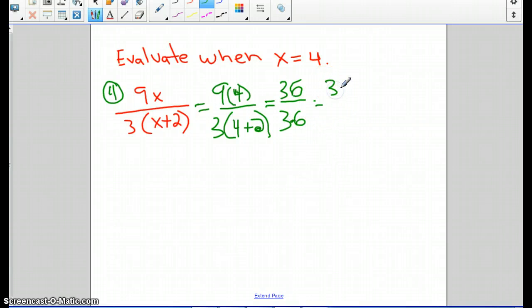The numerator is still 36. The denominator, 3 times 6, is 18. Once we've got the numerator and denominator simplified, we can then simplify the overall thing: 36 divided by 18, or how many times does 18 go into 36? Well, it goes in 2 times. So this expression, when x equals 4, simplifies to 2. Okay. One more example here.